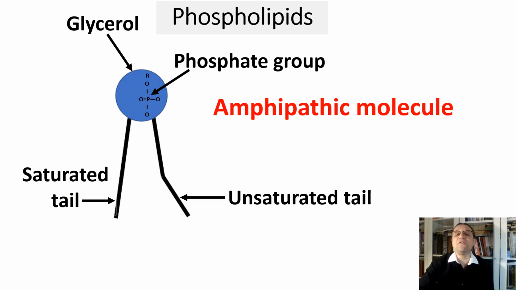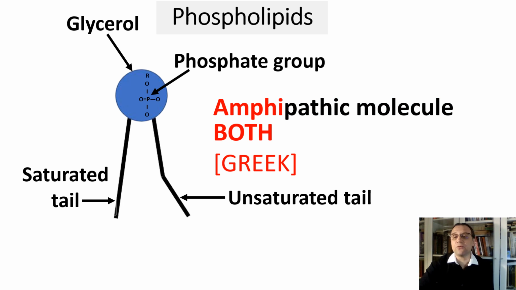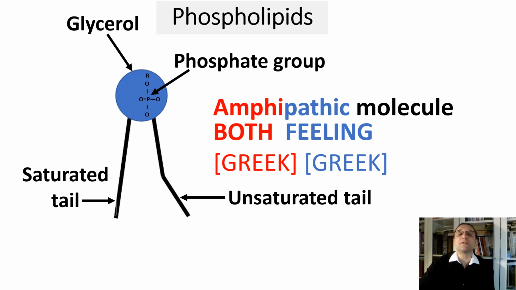Phospholipids are amphipathic molecules. In Greek, amphos means both, and pathic means feeling. Of course, molecules do not have feelings, but it implies that the phospholipid molecule has two contrasting characteristics. On one hand, it is hydrophilic, and on the other hand, it is hydrophobic, a sort of molecule with a double personality.